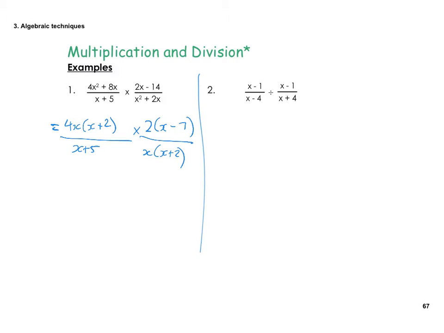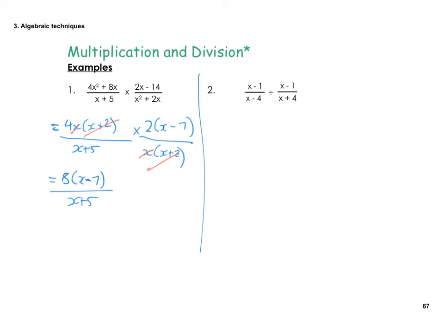Now once you do that, hopefully you can see something that you can cross off. What crosses off? We've got those, we've got that and that. Anything else? That looks to be about it. So that's going to be 4 times 2, which is 8. X minus 7 is still there. At the bottom, I have x plus 5. All right, so that's the first one.